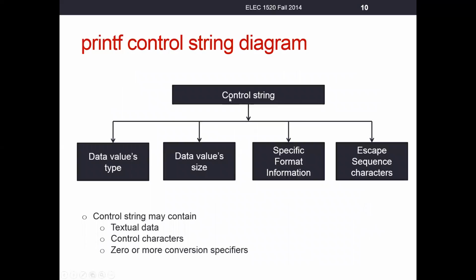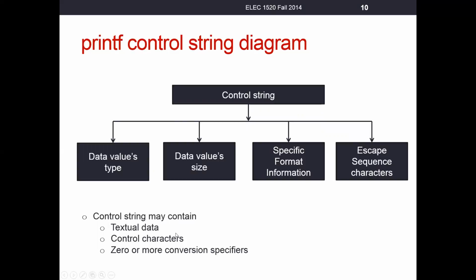So we see that our control string will be broken down. We use certain characters to specify the data value's type. Size will be how wide we want it to print out on the screen, and we'll have other specific information to format it. We can also put escape sequences in here as well. Some of these format specifiers might have to do with the width of the field, the precision, and so on. But we'll see that our string is going to expand from just characters to textual data.